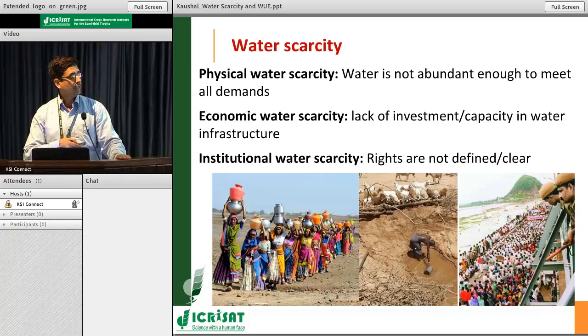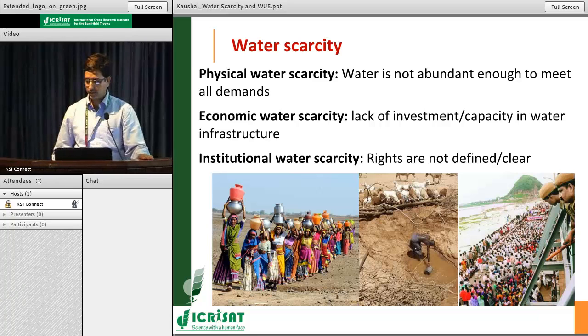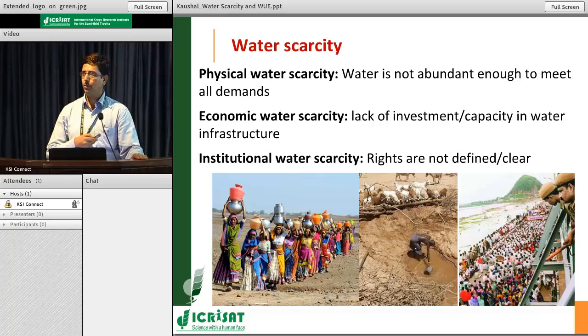Look at this picture. The farmers in Andhra Pradesh were agitating because they did not get water in their canals. In fact, if we look at the command area itself, we see that tail-end farmers are not getting water because upstream farmers utilize more water.